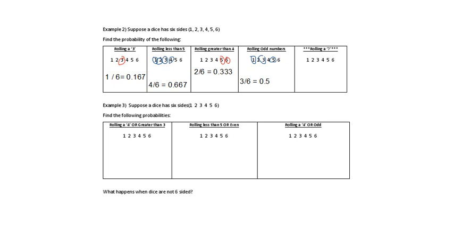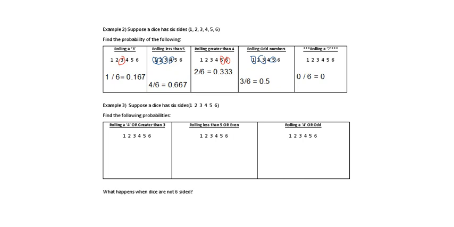Now this next one is a trick. Rolling a 7. Well, there are no 7s. So that means I circled 0 numbers. So 0 out of 6 is 0.